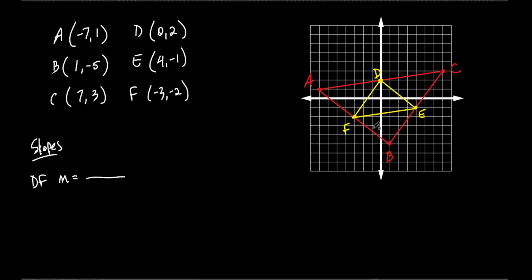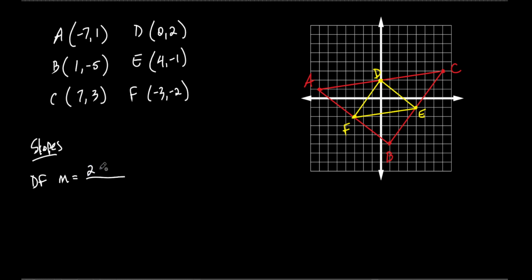We could just sit here and count on the graph if we wanted to, but it's a lot better, I think, to just use these points right here. D and F. How do we find the slope? It's the change in y over the change in x, all right? So we subtract the y's from each other. Make sure you subtract them in the same order. It's very important that you subtract them in the same order. Let's just go the top one minus the bottom one, okay?